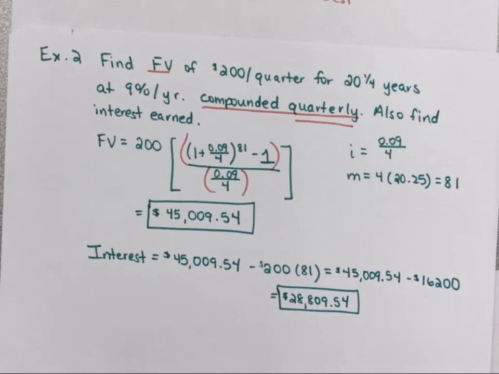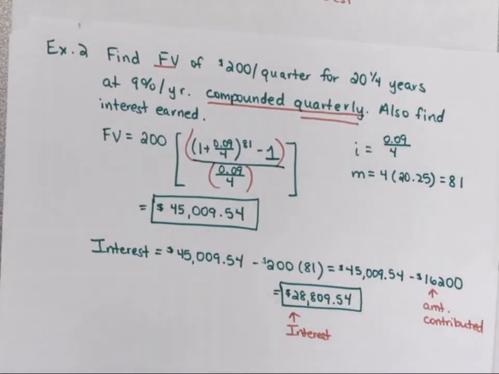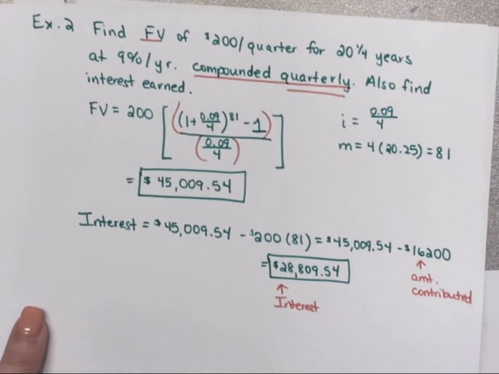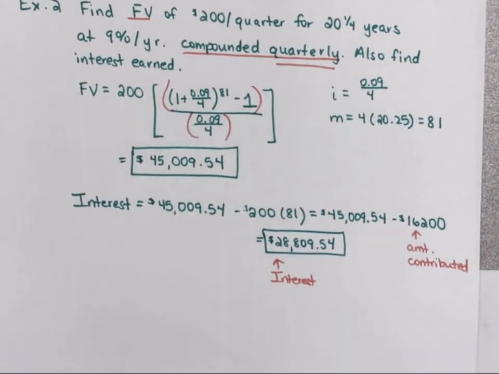Okay, so just to make sure, this is the interest, and the reason we're subtracting this amount off is because this is the amount that was contributed. So if this was a savings account, the saver only contributed how much? They only contributed $16,200, right, over the course of 81 payments, paying $200 each time. Okay, but they ended up with a lot more money because they earned what along the way? They earned interest.